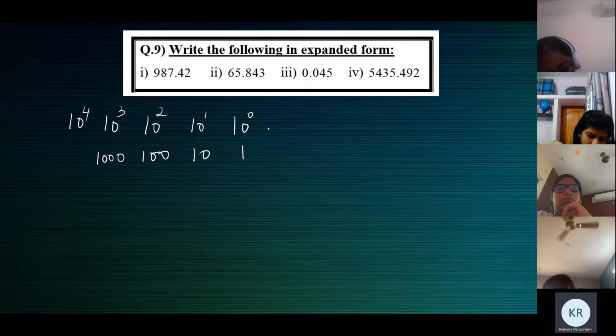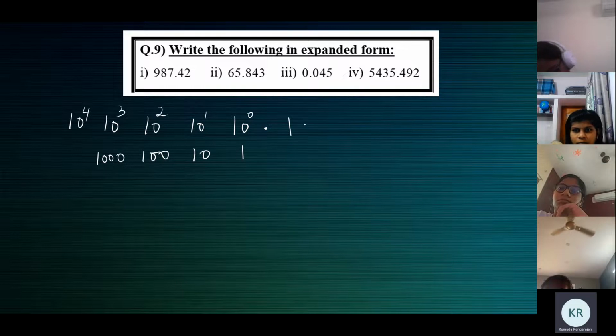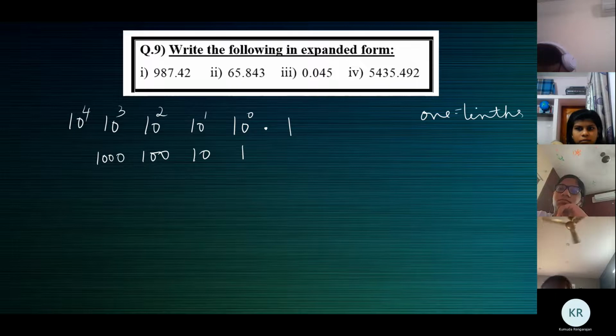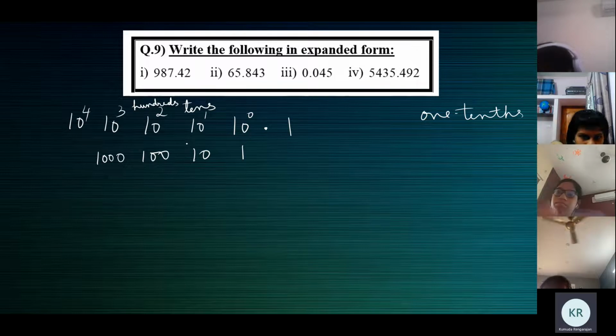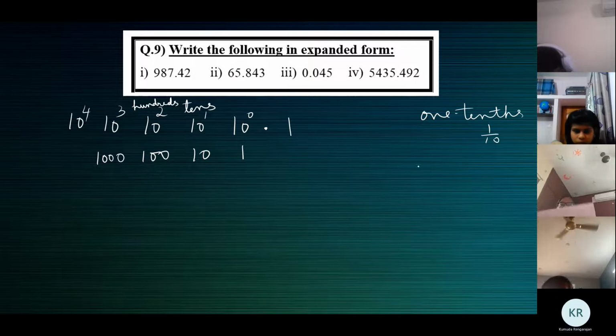So now let's check the place values after the decimal point. The first place value after the decimal point is 1 by 10, 1/10. This is tenths. Then hundredths, 100 and THS after it. Thousandths, 1000 and THS after that. After the decimal point will be 1/10 or 1 by 10.